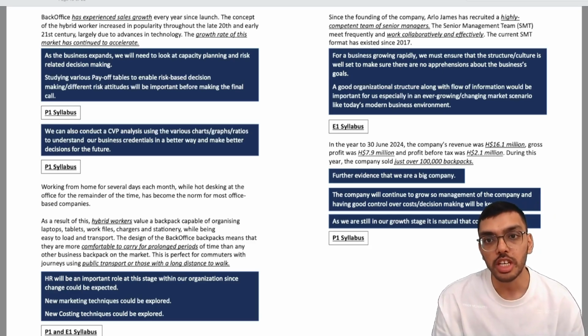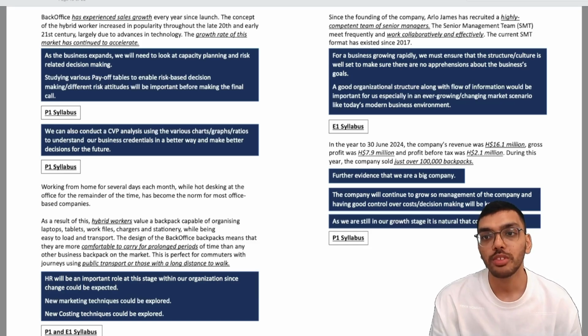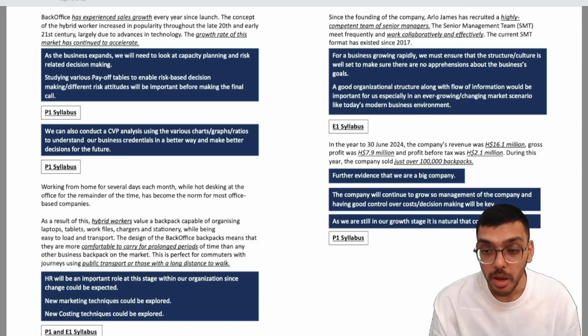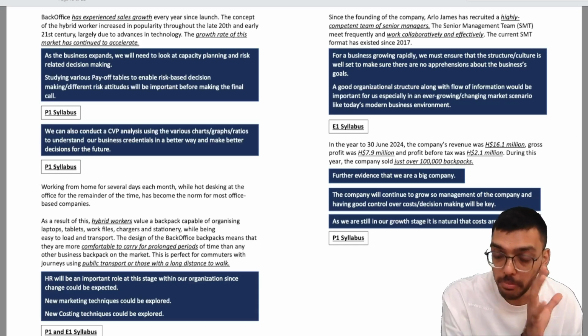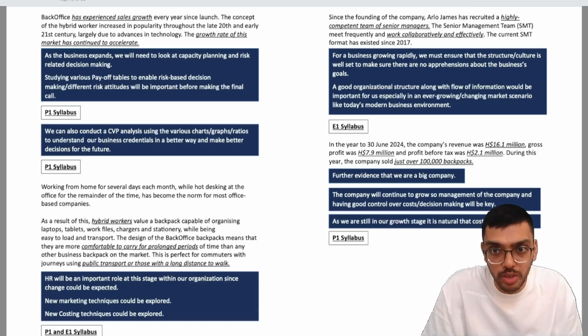So in the year ended 30th June, the company's revenue was 16 million. It's a big company, not a small amount. Gross profit was close to 8 million and profit before tax was 2.1 million. During this year, the company sold 100,000 backpacks. So we are a moderate to big size company, I would say. We are a significant player in this market.